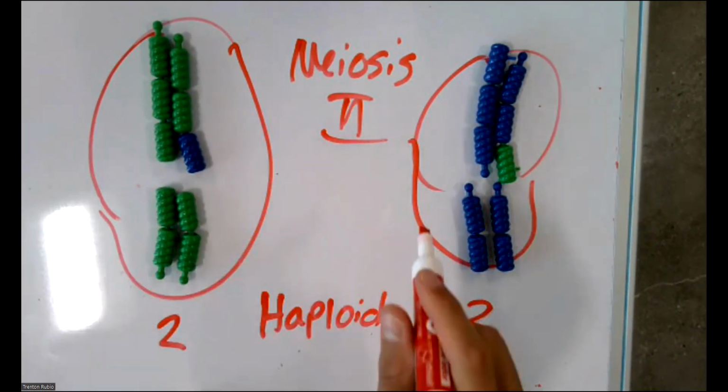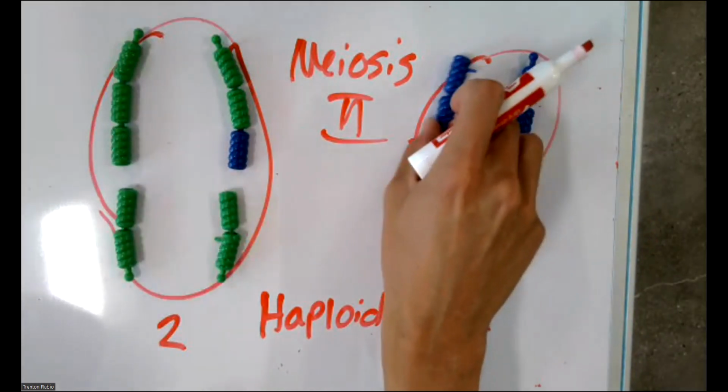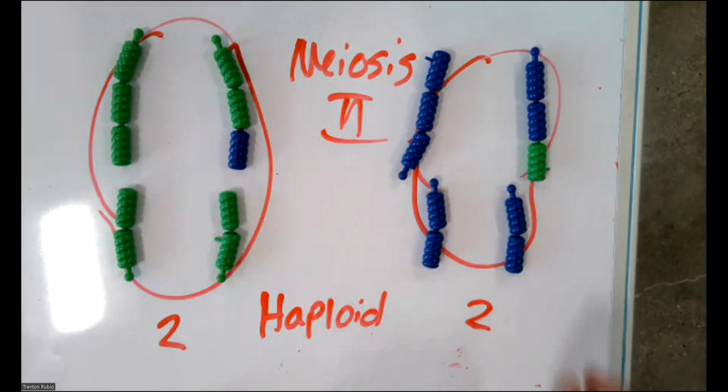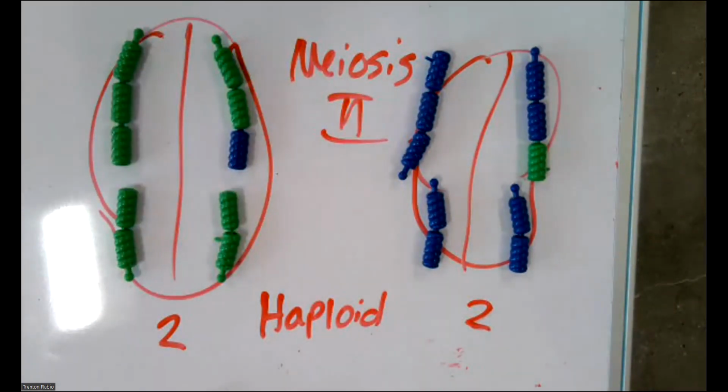And now we're going to split them again, but this time the sister chromatids split apart. So they're going to split like this. There they go. It'll go right down the middle. I'm going to redraw these.